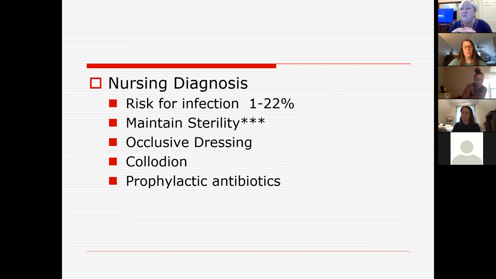So we really worry about that. As soon as we're done, we get their ICP down, and it comes out. We don't want to keep this in any longer than is necessary, because the risk of a brain abscess is just too high.